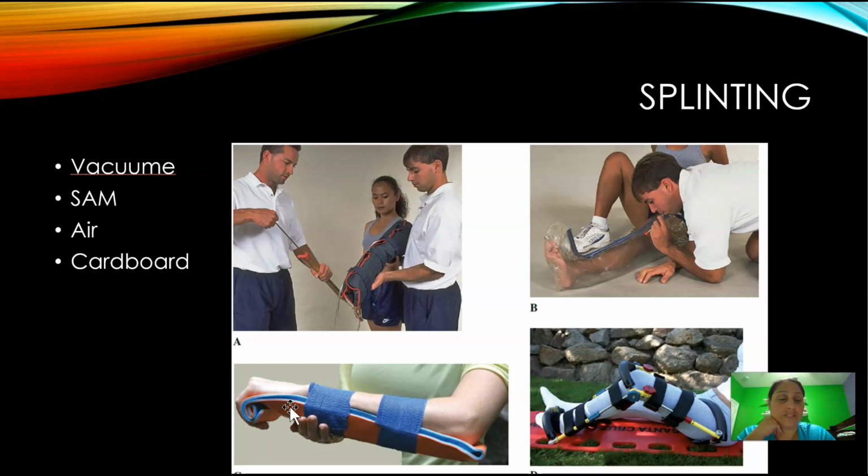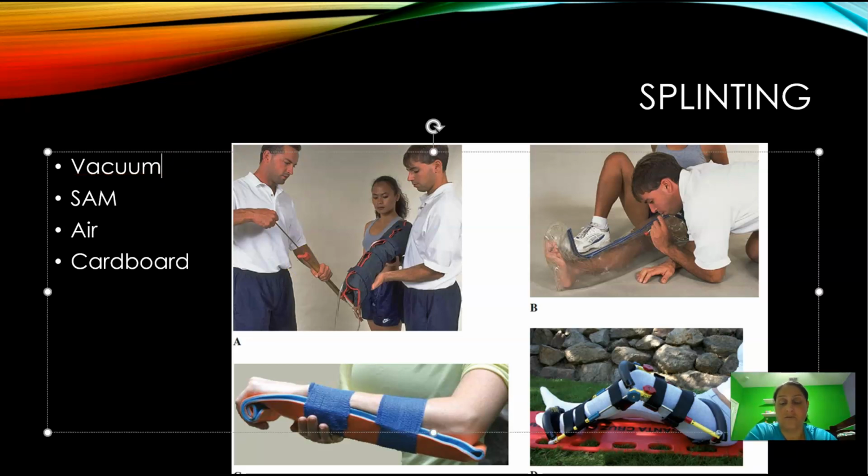So when we're splinting, we want to make sure we check CSM both before and after we splint. And these are different types of splint. I have a typo right here, there's not supposed to be a U. Oh wow, I didn't think I could do that right here. But with vacuum splint, that's here, right here with A.